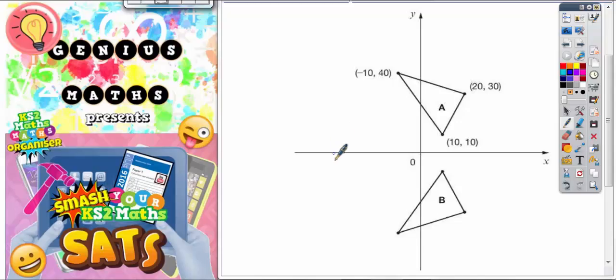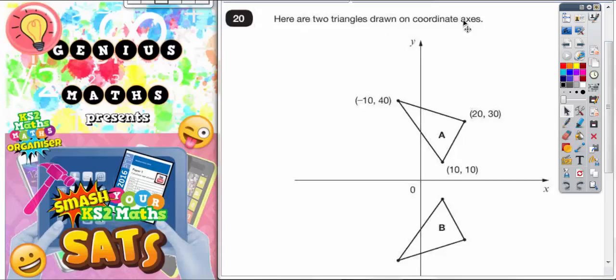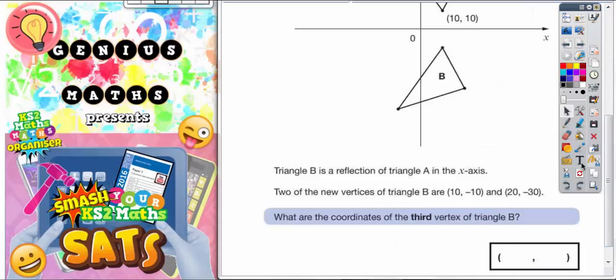Question 20 is the last question on the paper, so you would expect a reasonable level of difficulty and challenge on this question, and it's all about coordinates, so let's have a look. It says, here are two triangles drawn on coordinate axes, and we've got triangle A, triangle B. If we scroll down, it says triangle B is a reflection of triangle A in the x-axis. Two of the new vertices of triangle B are 10 across and negative 10 down, and 20 across and negative 30 down. What are the coordinates of the third vertex of triangle B?